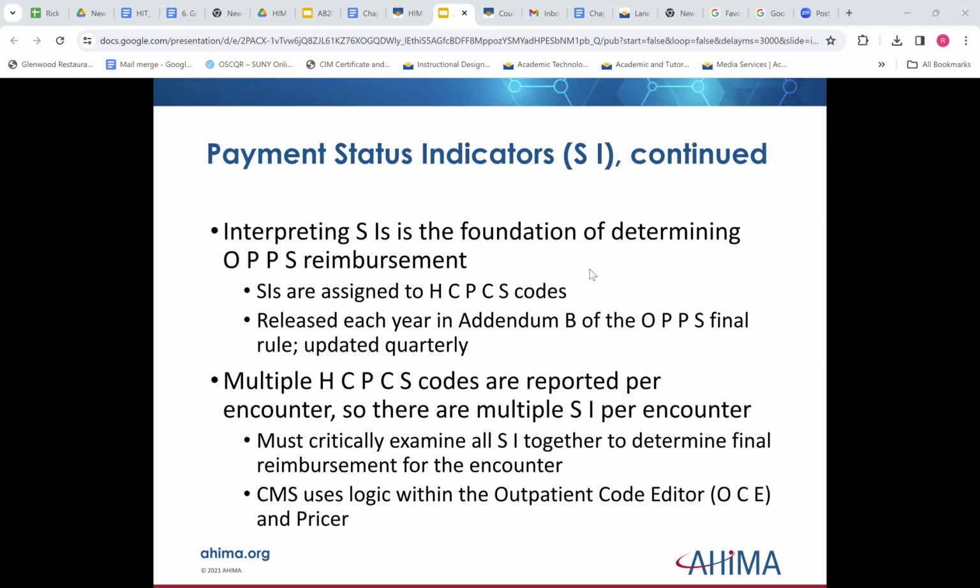So again, the status indicator is assigned to the HCPCS codes, and this comes out in Addendum B of the OPPS final rule. This is updated quarterly. And these HCPCS codes are reported per the encounter, so there's multiple status indicators for each encounter. And CMS uses logic with the outpatient code editor and pricer to determine what's paid appropriately.